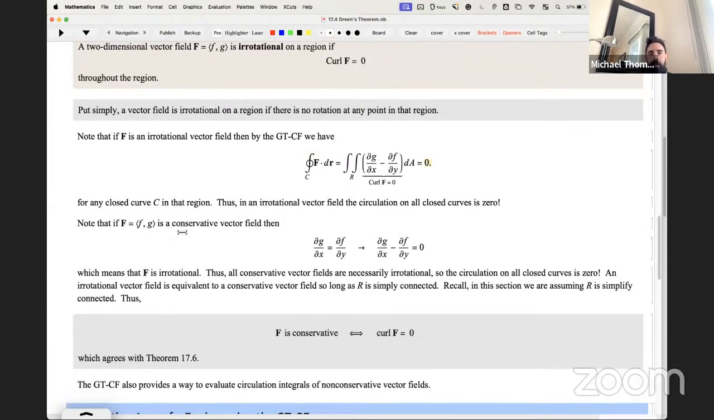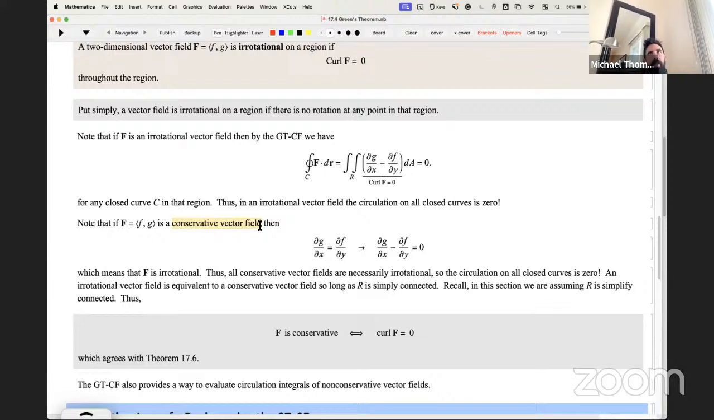Now we can back this up a little bit. We know what a conservative vector field is. If you have a conservative vector field, it means that Gx equals Fy. We learned this in 17.2. Maybe it was 17.3. But these are those special vector fields. But if Gx equals Fy, that would imply that Gx minus Fy equals 0. And if Gx minus Fy equals 0, that's the curl. So that means that all conservative vector fields are irrotational. So that's a way to kind of classify these things.